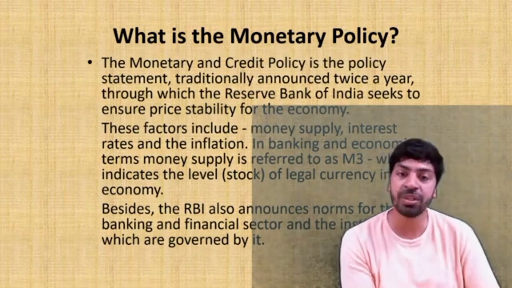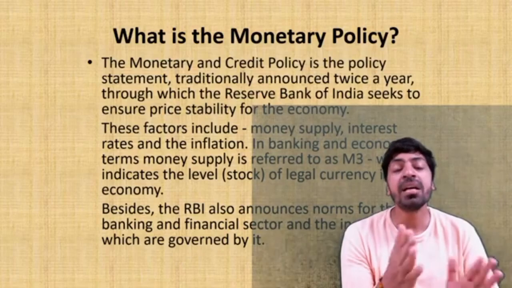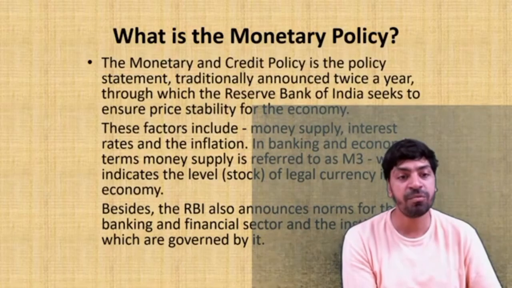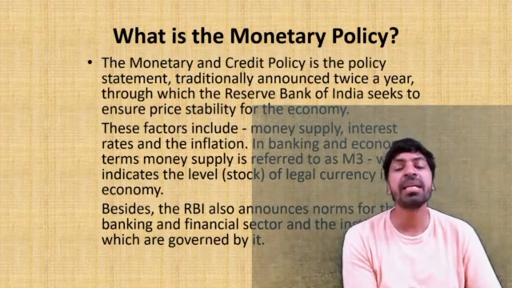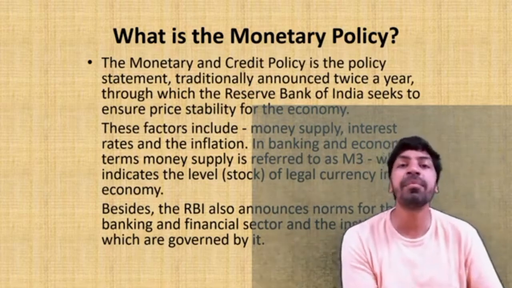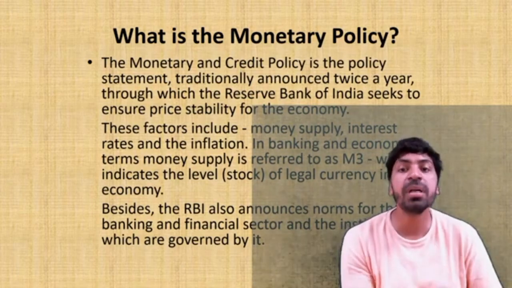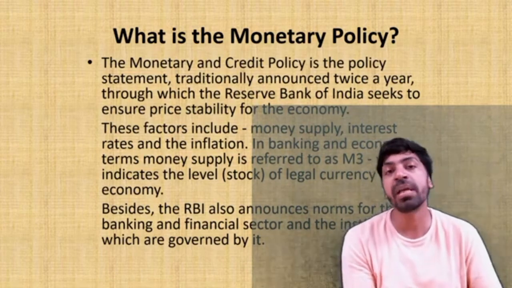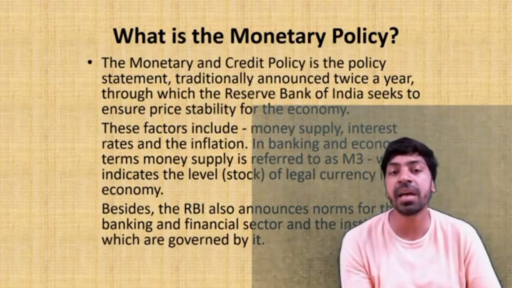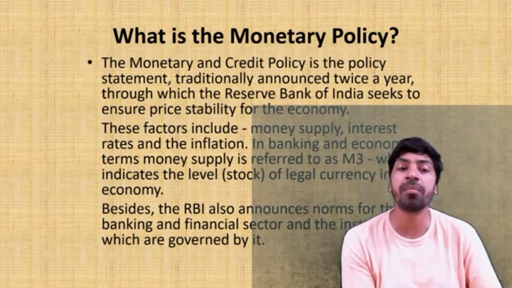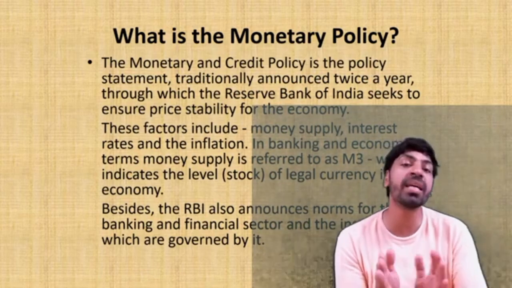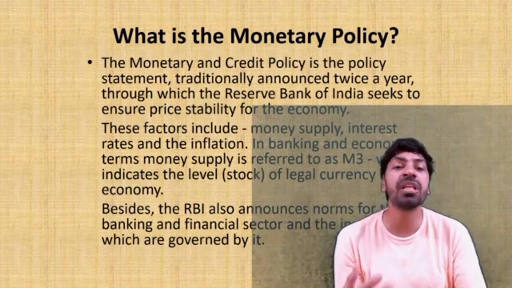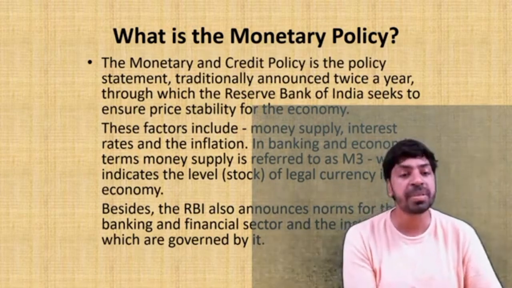In terms of banking and economics, money supply is always referred to as M3, which includes the legal currency of money, that includes coins and currency notes in the economy, which the public has to accept and utilize for their own purposes.